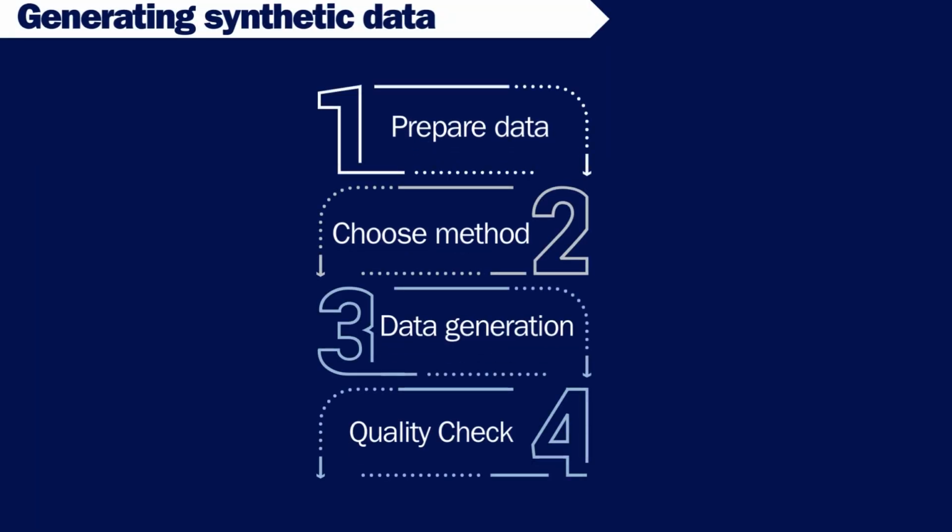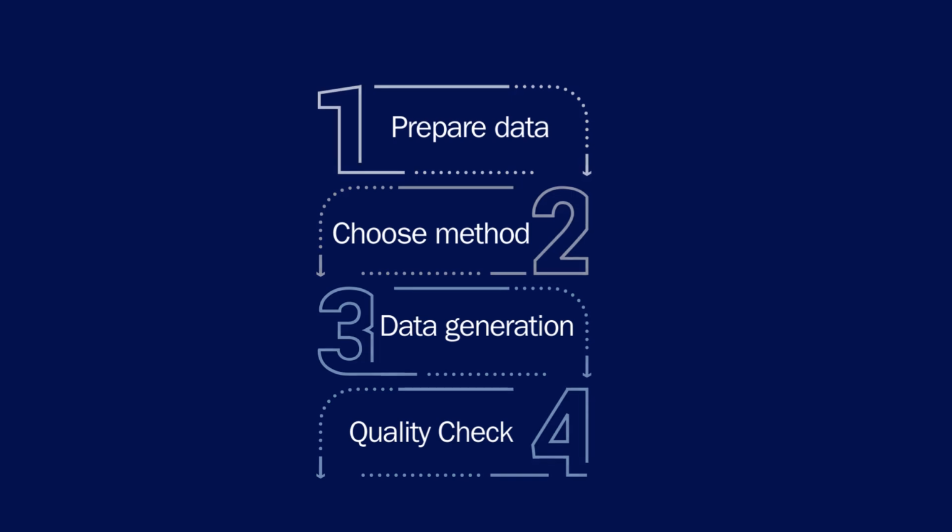The synthesis of data can be described in 4 separate steps. First, one has to prepare one's data. Second, one has to choose a fitting method and tool for the data generation. Third, the data can be generated. And finally, one has to evaluate the generated data. Let's have a closer look at each of these steps.